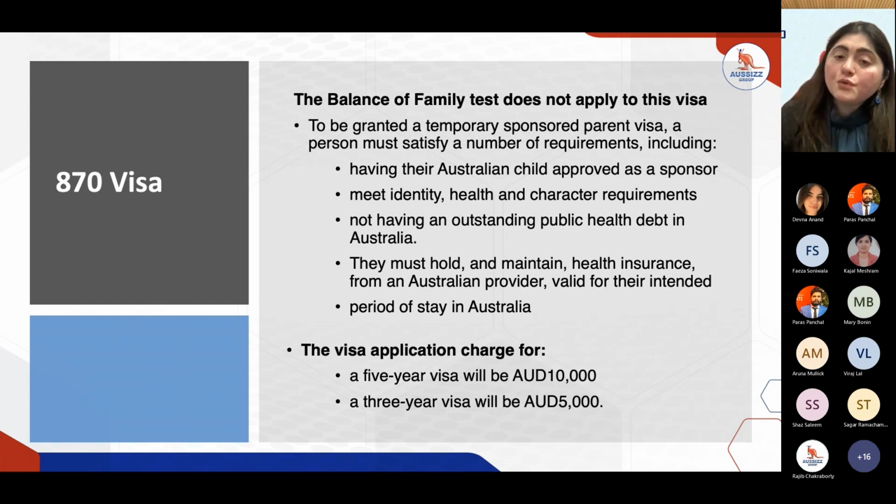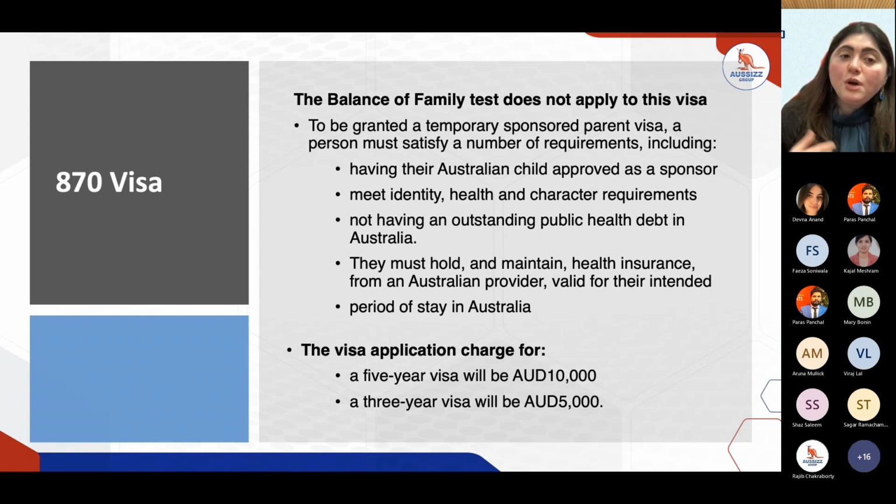The sponsor also needs to meet the identity, health, and character requirements. So the sponsor also needs to provide a police check. If you do not clear the character requirements, they may not approve the sponsorship. You should not have an outstanding public health debt in Australia. So if you have any money owing to the government, or if you have a debt, then you may not be approved unless you clear the debt.